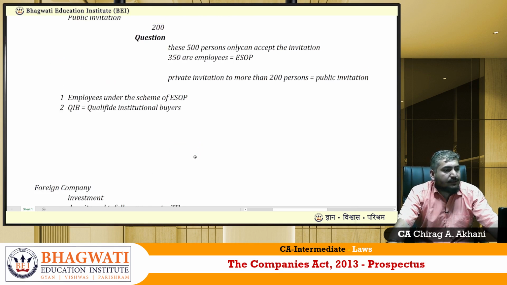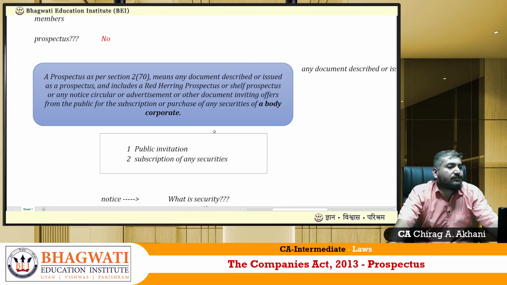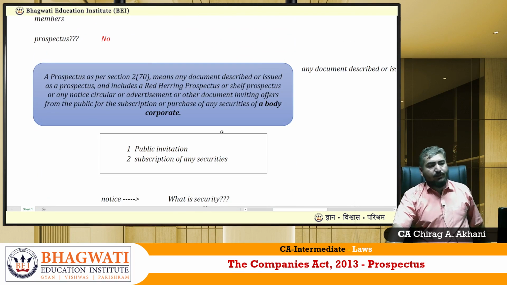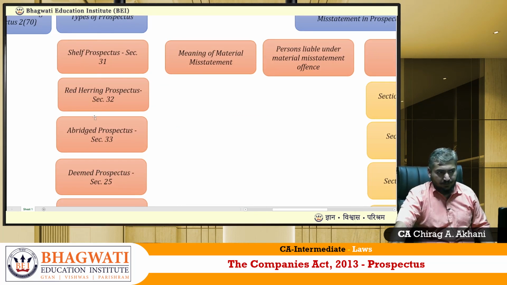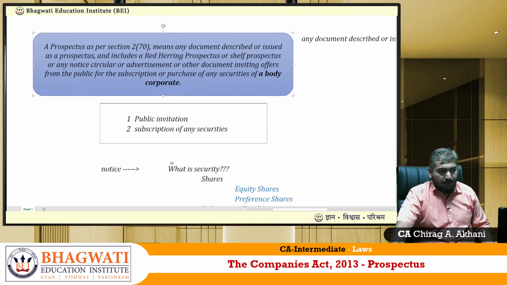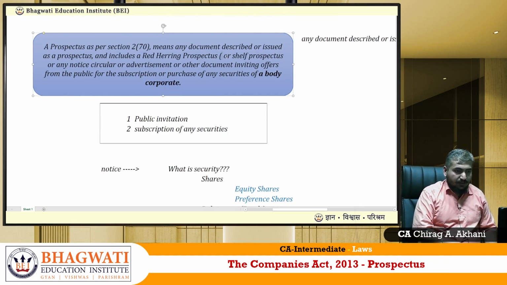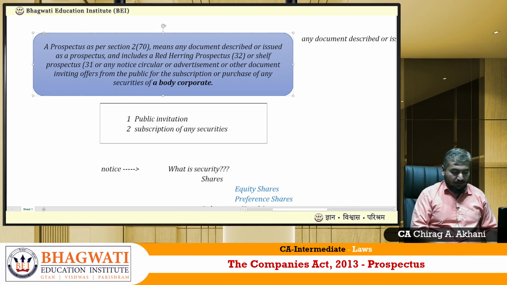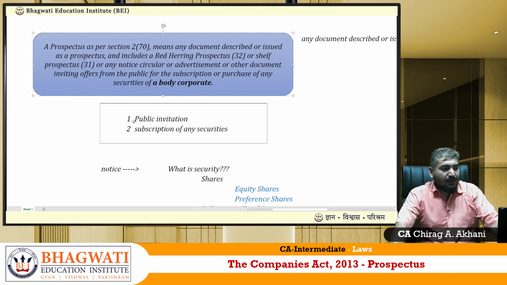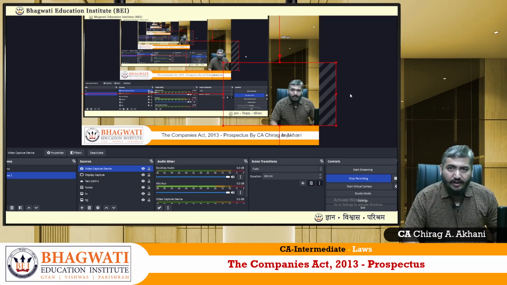Now let's touch the untouched points of our definition, and two concepts you people are, I think, confused about more here. The first one is, what do you mean by red herring prospectus and what is shelf prospectus? Just now I have already provided this in my flow chart. Red herring prospectus is provided under section 32 and shelf prospectus is provided under section 31. Alright, let's understand these two prospectuses now. So now let's move ahead with the definition part.